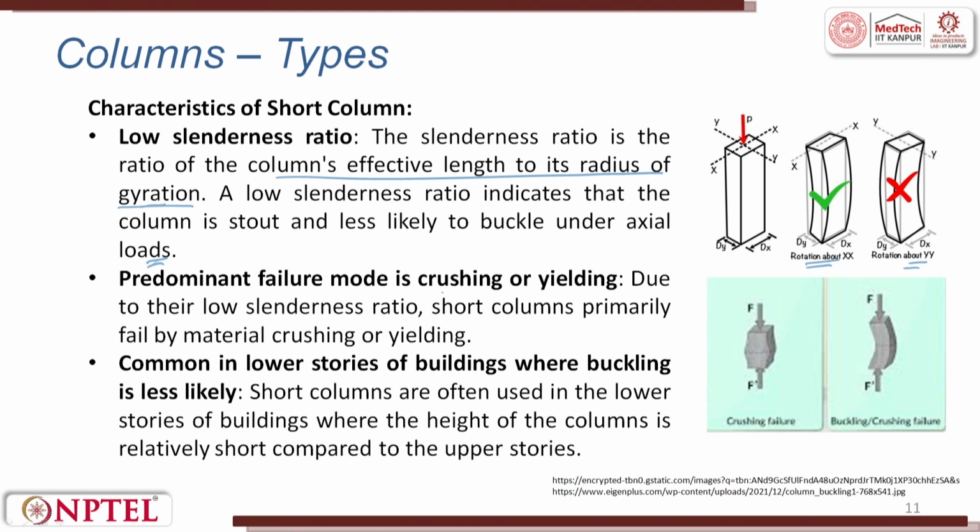The predominant failure mode is crushing or yielding. Due to their low slenderness ratio, short columns primarily get crushed or yielded. So, crushing is always this: load is applied, it crushes. Common in lower stories of buildings where buckling is less likely to happen. Short columns are often used in lower stories of the building where the height of the column is relatively short compared to the upper stories. So, wherever that is the case, we use short columns.